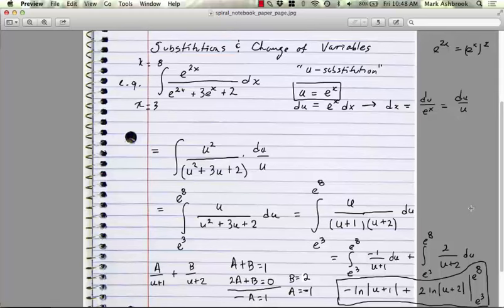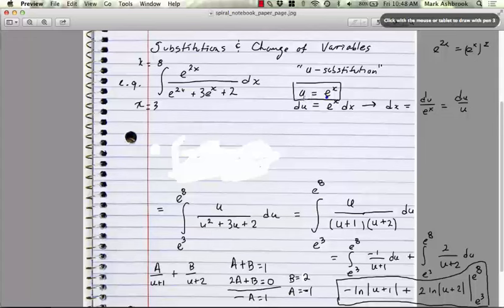But what if that was an indefinite integral? Then it wouldn't make sense for our answer to be in terms of u, right? If that was an indefinite integral, we would want the antiderivative in terms of x. So how would we get that? We don't want to write the antiderivative in terms of u. We want to write it in terms of x. Here's where that all started: u equals e to the x. So this thing is equal to negative ln of e to the x plus 1.